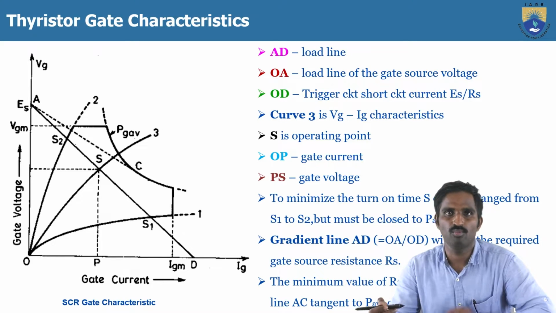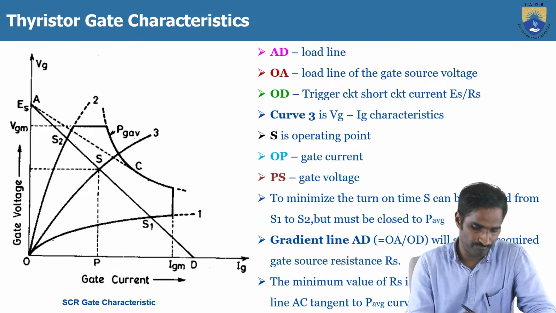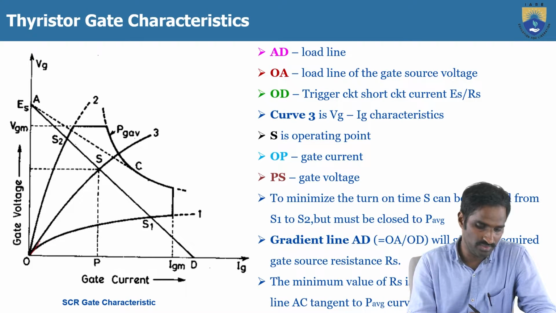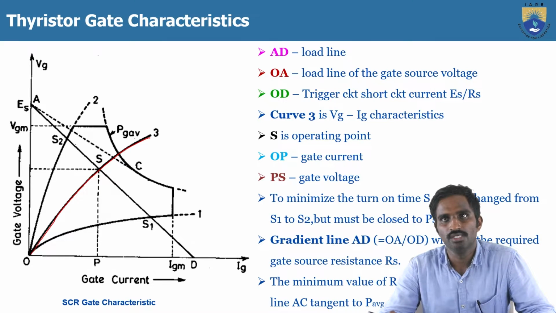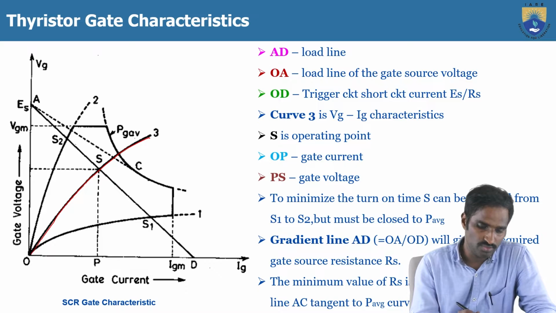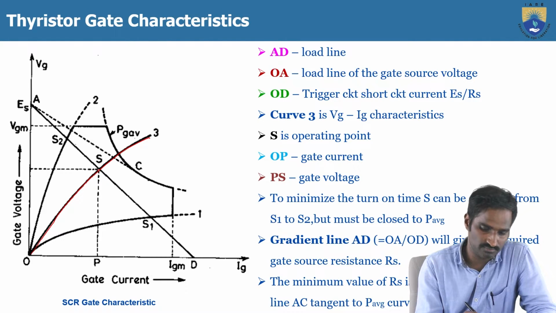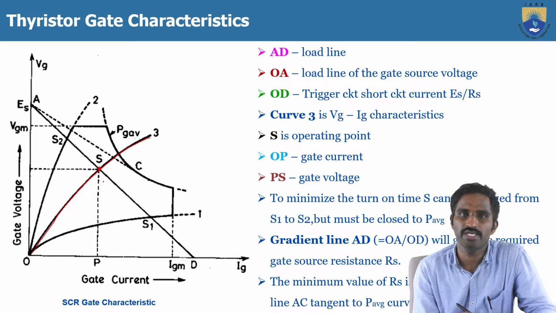I'm going to explain some more details. Let us draw one more curve, curve 3, in between curve 1 and curve 2. Curve 3 represents the VG and IG characteristics. Before drawing the curve, let me indicate a point S. This S is the operating point.